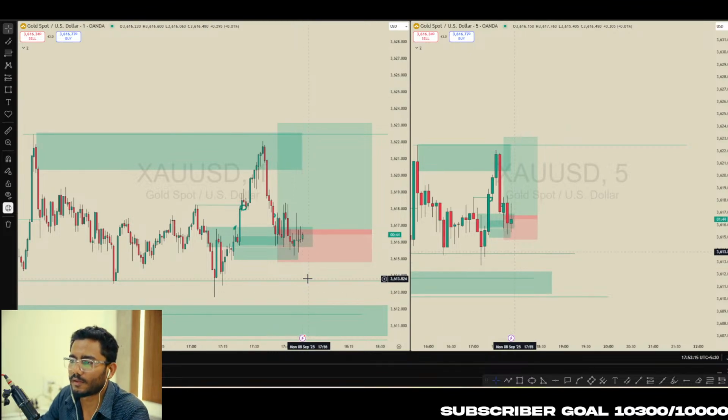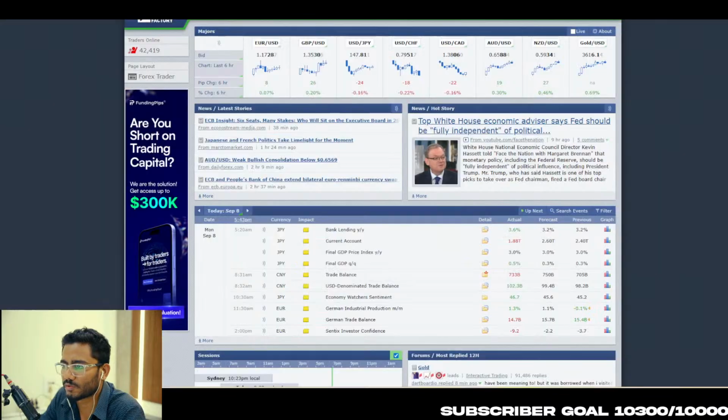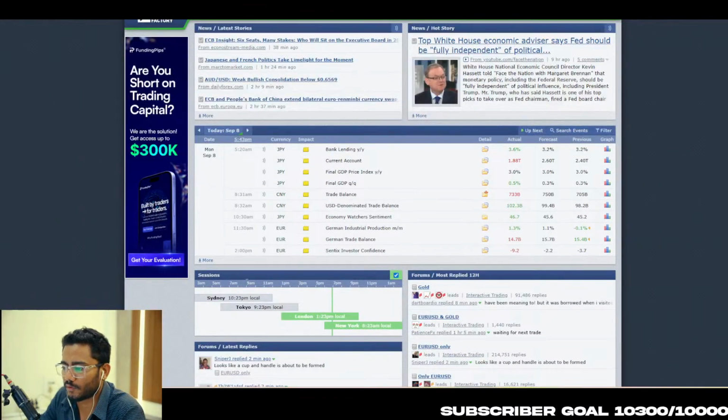I don't think there is news today. If you look at Forex Factory, all of this is yellow folder.